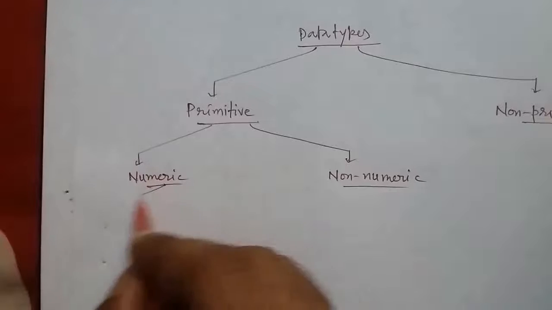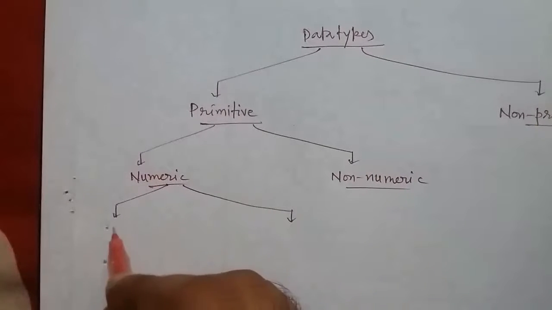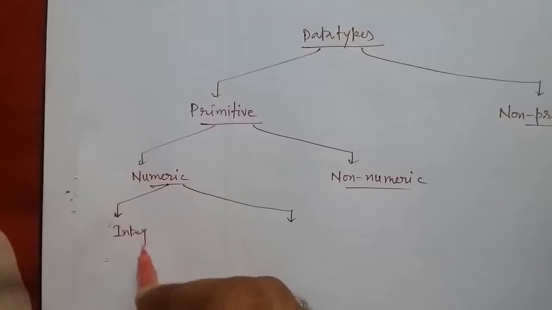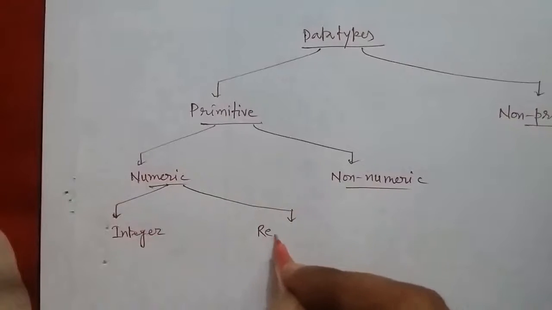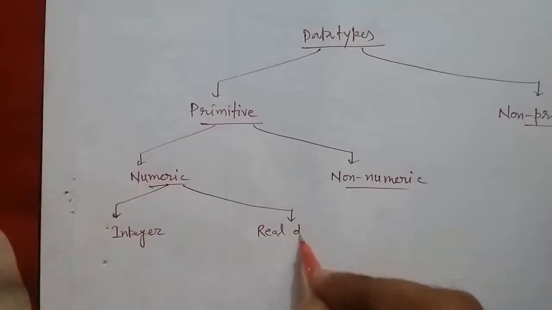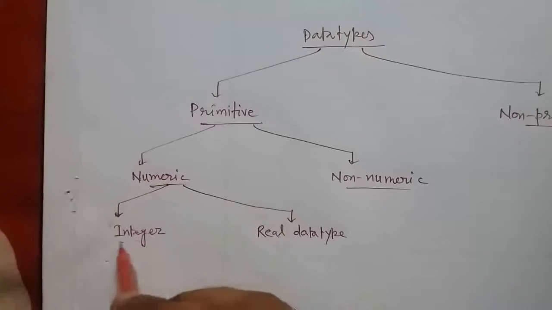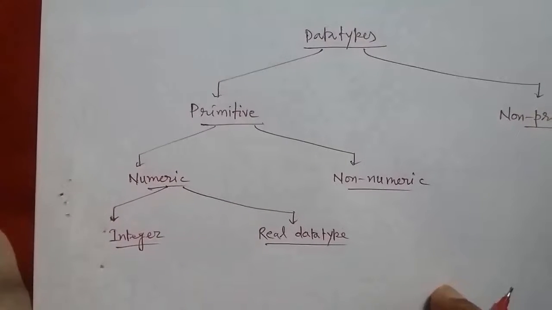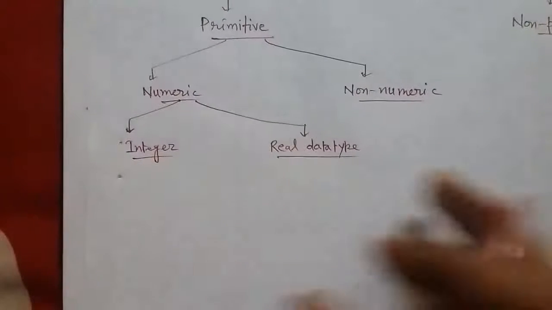Numeric data types are also divided into two types. Number one is integer data type and the second one is real data type or floating point data type, you can say real data type. So integer data type and real data type. So numeric data types are integer and real data types.